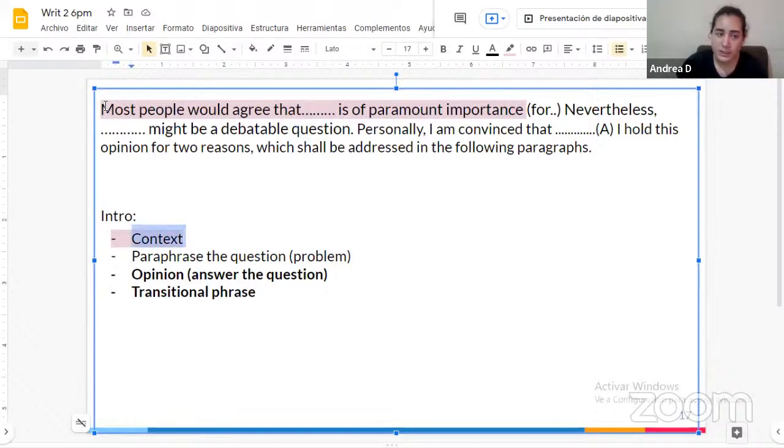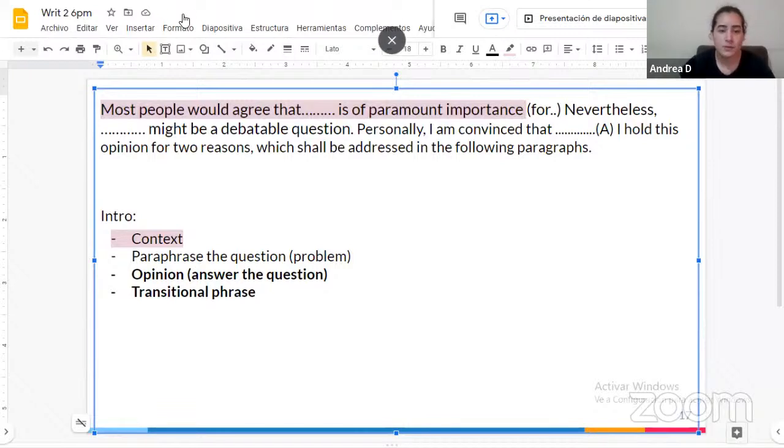One way to do so is using this template and saying, "Most people would agree that, whatever your topic is, you can add something there, is of paramount importance for or when." So for example, you could say, "Most people would agree that defining one's values is of paramount importance for the development of a human being."